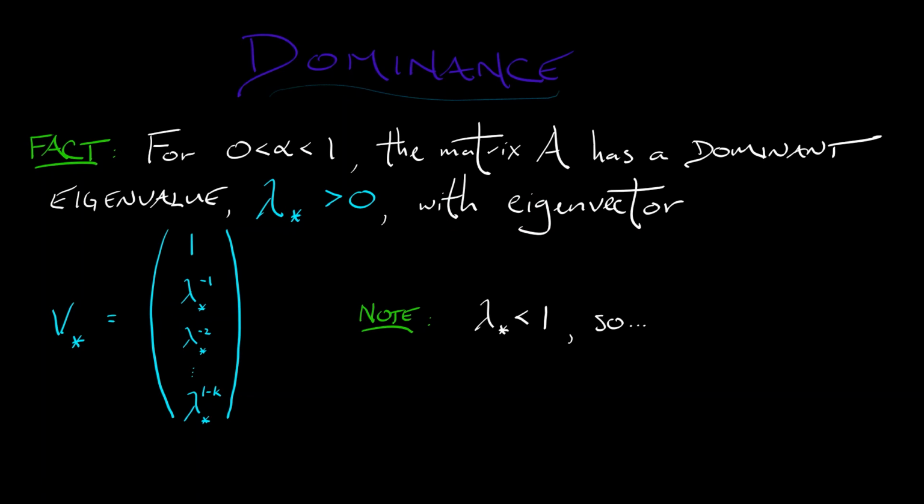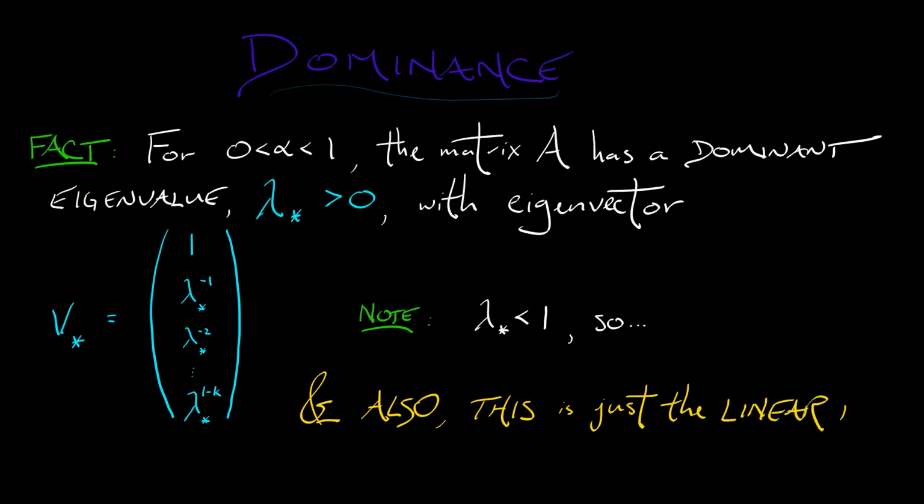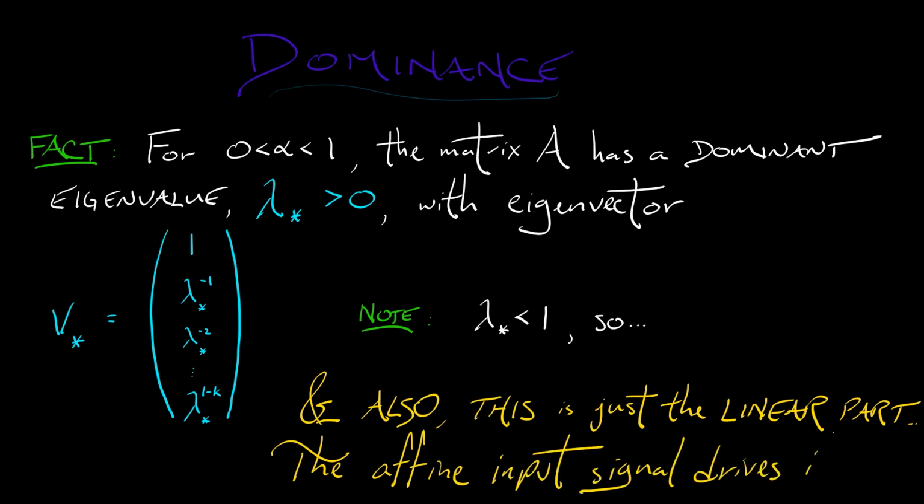eigenvector. The other thing to keep in mind is that unlike in the straight-up linear population model, this is affine. What we're looking at here with the dominant eigenvalue, the dominant eigenvector, that's just for the linear part. That input signal is what's really driving the sound, and that makes a big difference also.